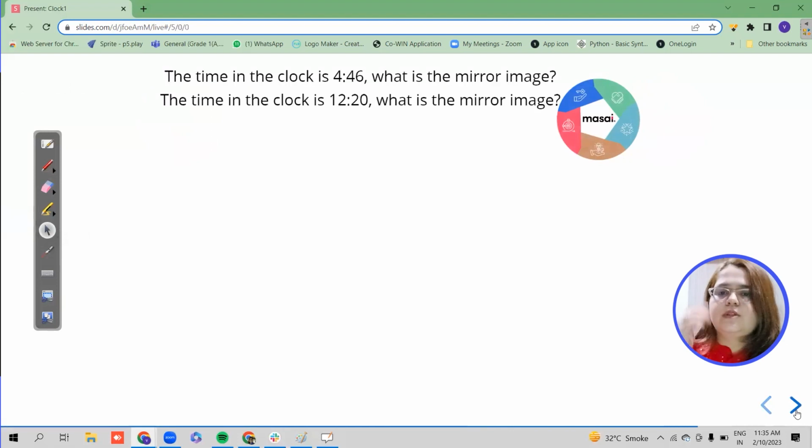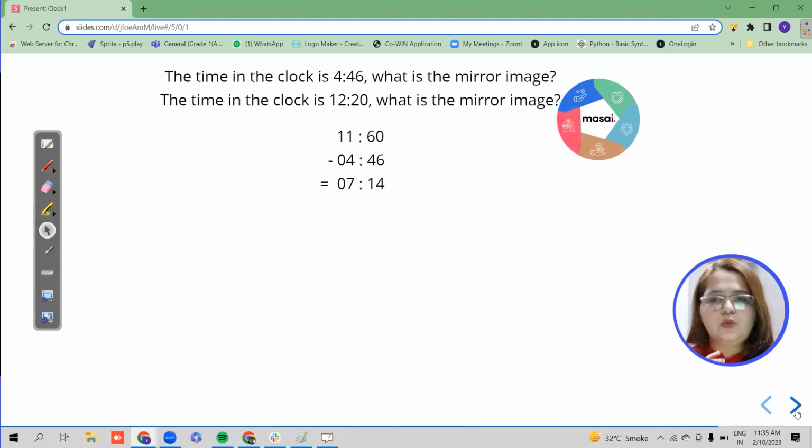Now, there are two questions, or I can say one tricky question. First, that is 4:46. That is really easy for you. When the time in the clock is 4:46, what is the mirror image? So simple, 11:60 minus 4:46 will give you 7:14. I took this example because there are certain different numbers like 46, 12, 18. Those are not round numbers.